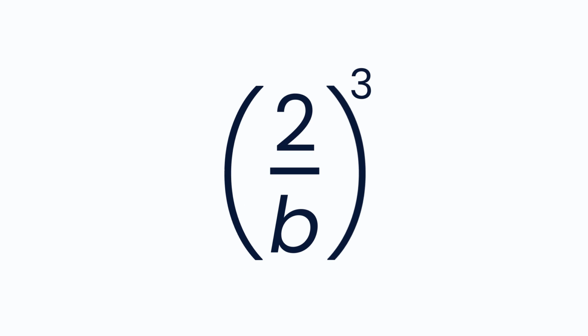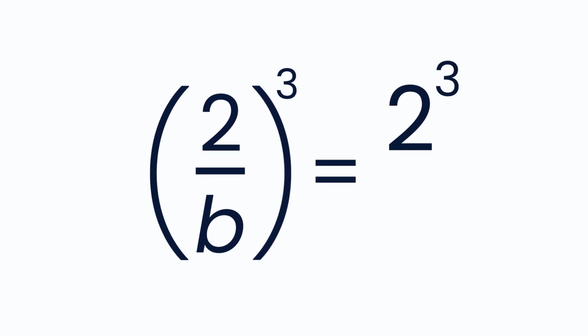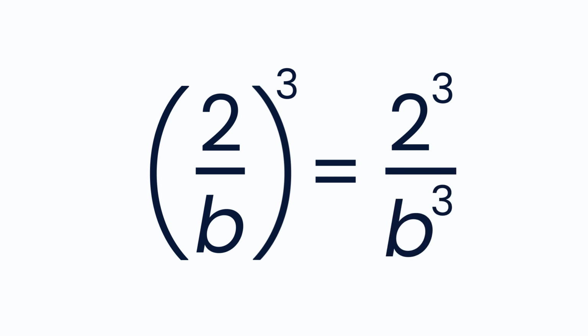Let's look at an example of this. The fraction 2 over b cubed can be written as 2 cubed over b cubed.